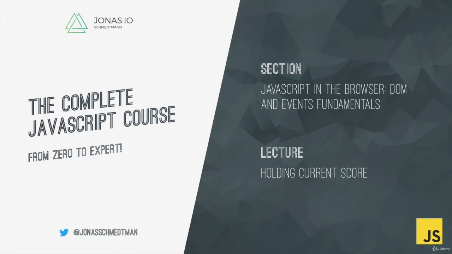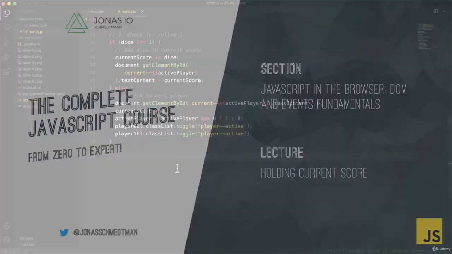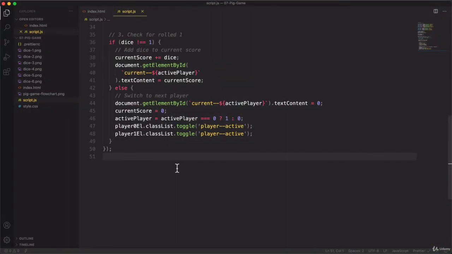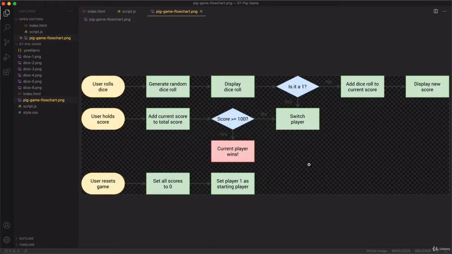And now let's implement the feature of a player holding the current score. And let's again look at our flowchart here. Once again, this flowchart basically represents the division of our big problem, which is to implement this game, into smaller problems, which are all of these green sub-problems here. Now, what we are going to implement is the functionality of holding the score.